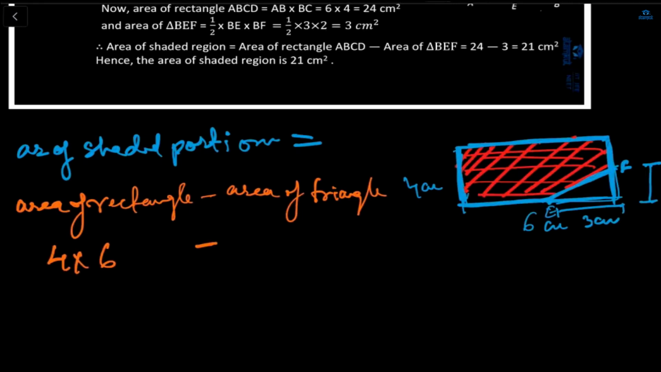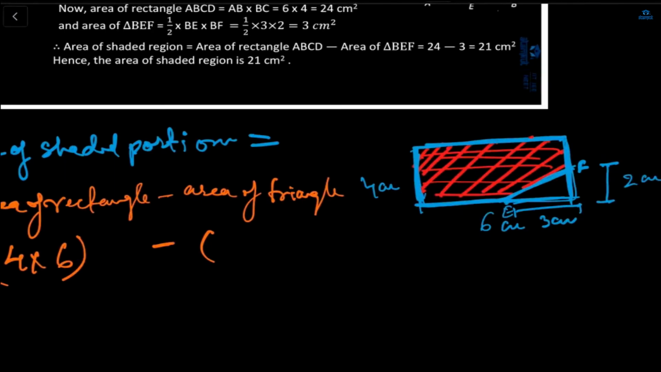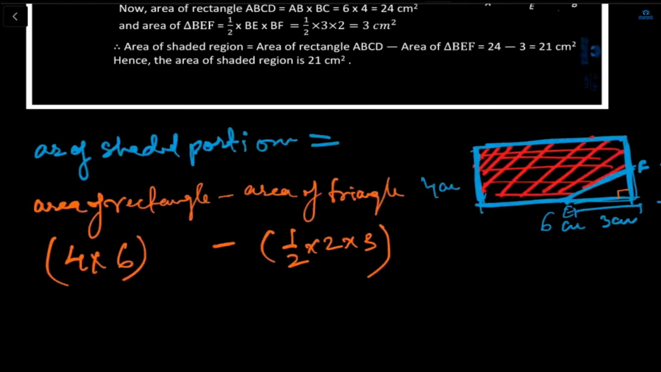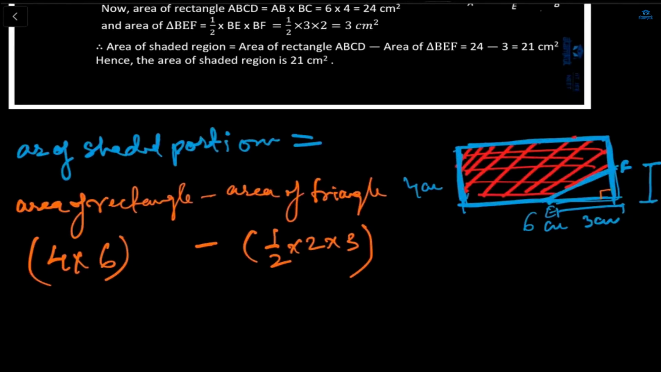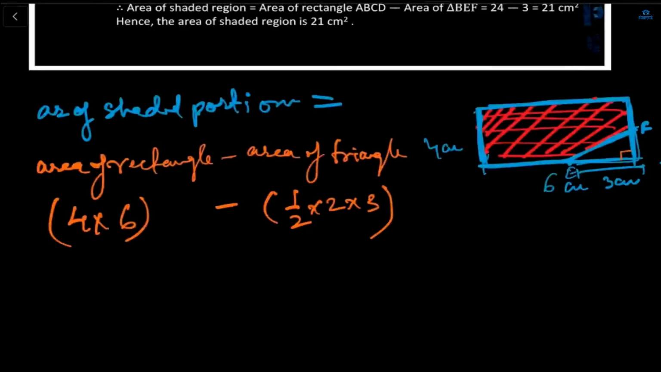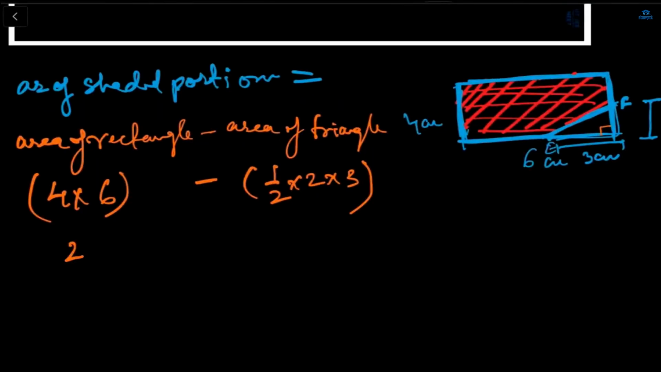And area of triangle is what? It will be half into 2 into 3, because we know the angles at all the sides, you can say rectangle, are at 90 degrees. So we can apply this instead of Heron's formula, we can directly apply half into base into height. So 6 4s are 24 minus 3, so what will it be? 21 centimeter square. Understood? Yes, ma'am.